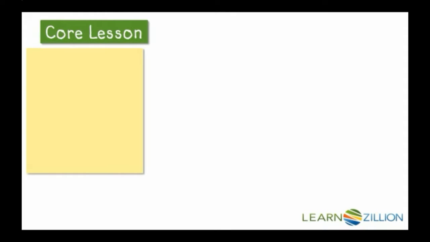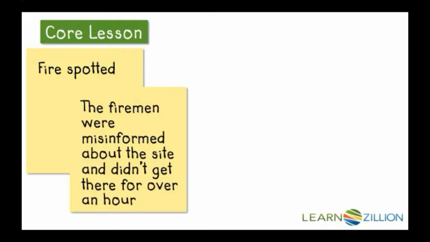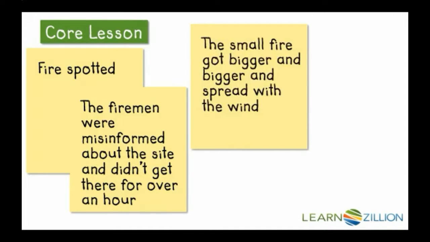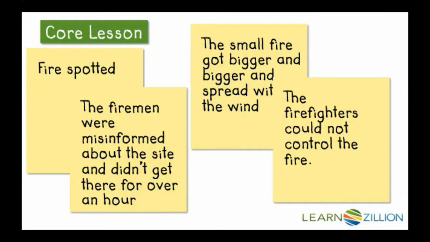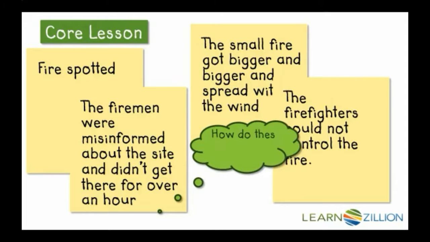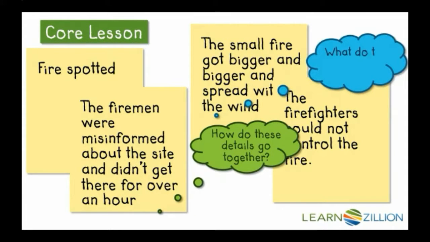Now I'm going to look at all of my notes together. Fire spotted. The firemen were misinformed about the site and didn't get there for over an hour. The small fire got bigger and bigger and spread with the wind. And the firefighters could not control the fire. And I'm going to ask myself, how do these details go together? And what do they have in common?